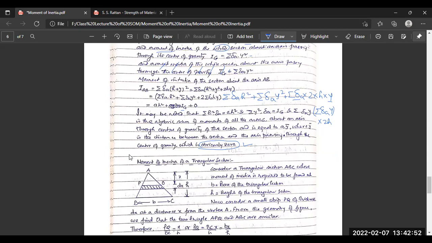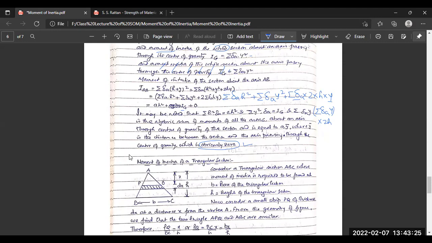Now, consider the triangular section ABC. Let us consider the moment of inertia of the triangular section ABC, whose moment of inertia is required to be found out about B, the base of the section, where B is the base of the section and H is the height of the section. Now consider a small strip PQ.